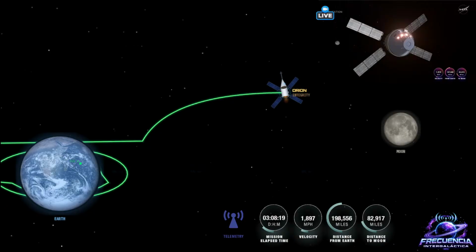Tomorrow, during Flight Day 5, the Orion spacecraft and its crew will reach another important milestone when they enter the lunar sphere of influence, and that is when the gravitational forces of the Moon become stronger than that of Earth.